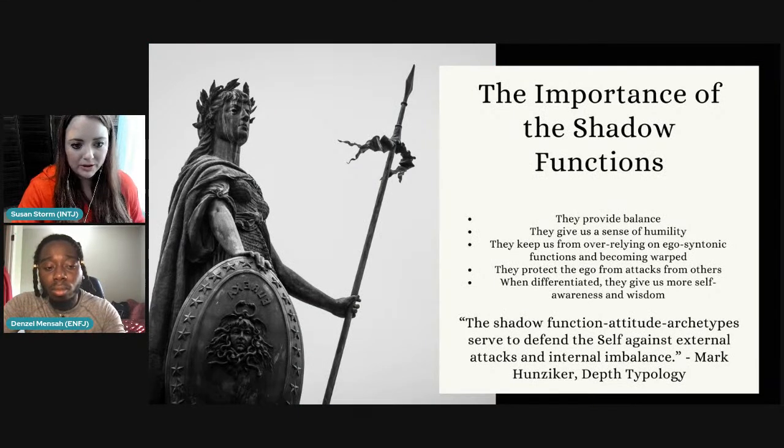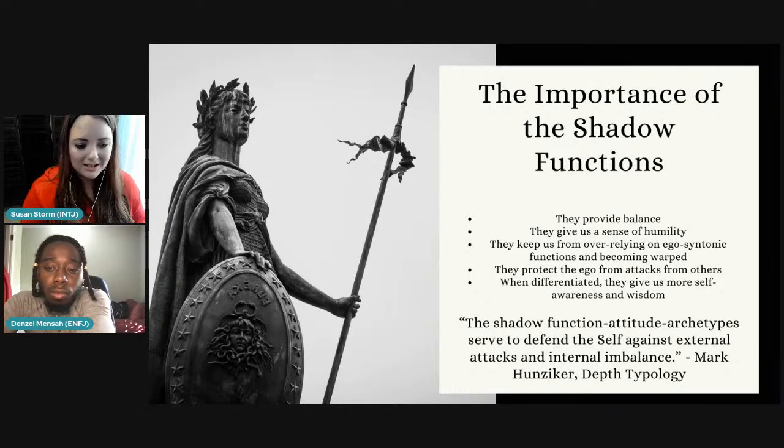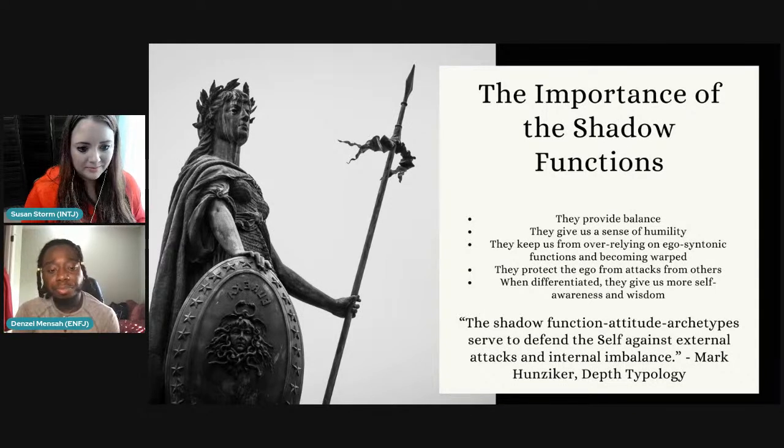So here's what's important about the shadow functions. They provide balance. We talked about that. They give us a sense of humility. When we become aware of the shadow functions and the areas in our life that we're less conscious of, we in turn gain more humility because we realize, oh, I don't have it all figured out. There are parts of my life that I need to work on, or there are things that other people do better. When we don't have this awareness, we can start thinking we are the master of the universe, or we have all the answers, and other people's way of doing things is just wrong rather than different.